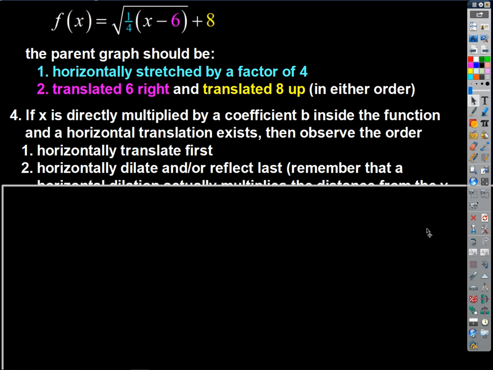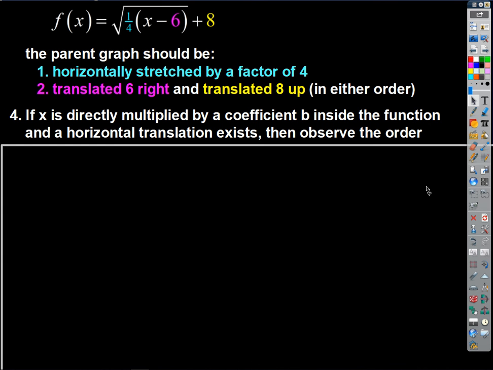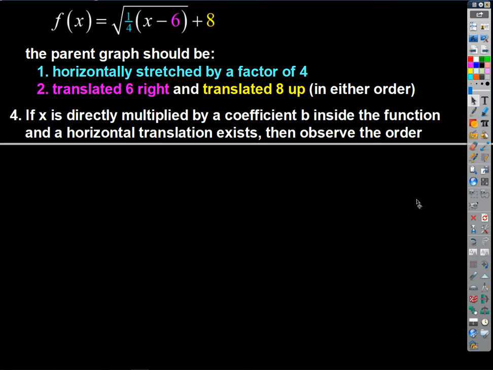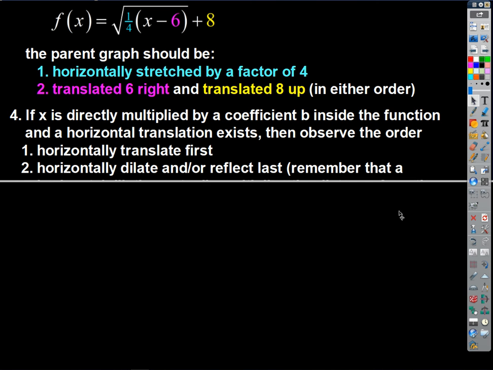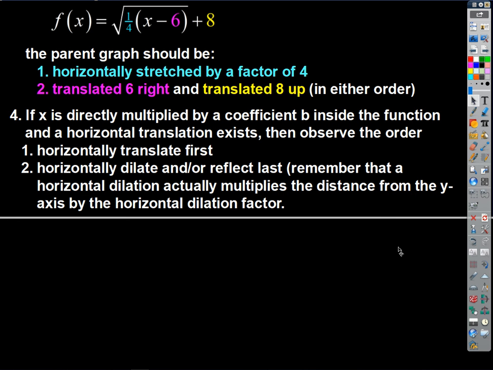So if x is directly multiplied by a coefficient, okay, b, inside the function, we're going to call the coefficient b. So if x is multiplied by b inside the function, and there is some horizontal translation, then you have to use this order. You have to horizontally translate first, and then horizontally dilate and reflect last. Remember that horizontal dilation actually multiplies the distance from the y-axis by the horizontal dilation factor. That's really what you're doing, right? When we stretch something horizontally, we're stretching it from the y-axis, okay?